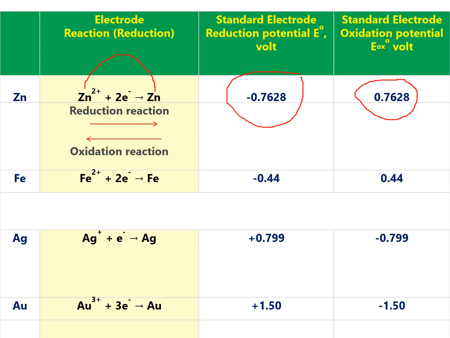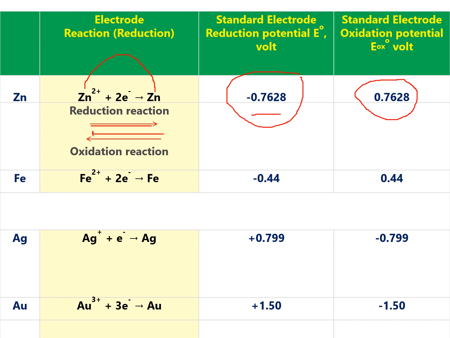If you see the forward reaction, Zn 2+ accepts 2 electrons and converts into zinc, so this potential value is minus 0.7628. That means the ability to convert Zn 2+ to zinc has a negative sign number. If you observe the reverse reaction, that means zinc converting into Zn 2+ plus 2 electrons.